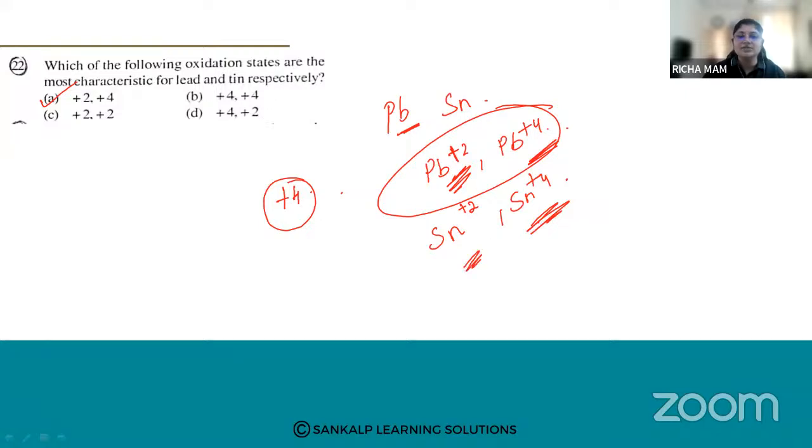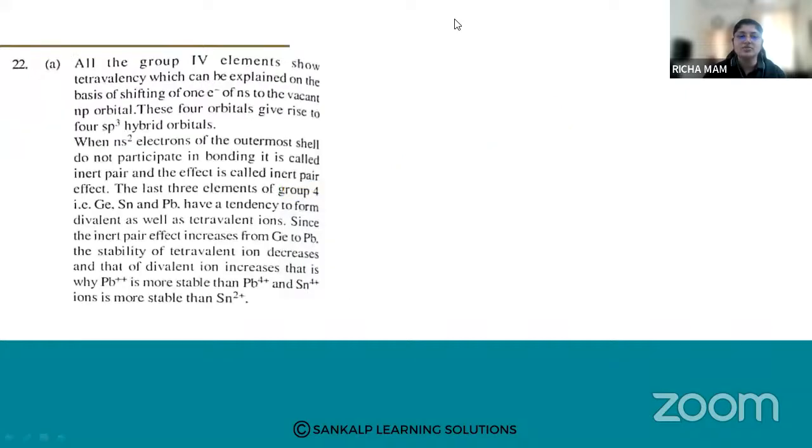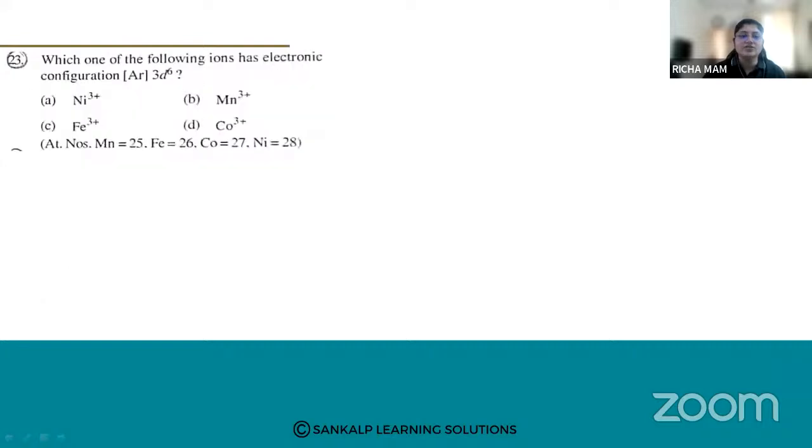So this is because of the inert pair effect. Okay, inert pair effect. So option number A is the correct one. Let us go for the next one.